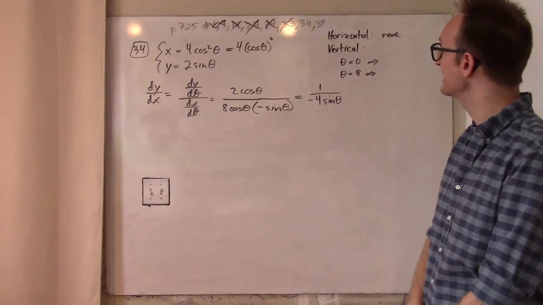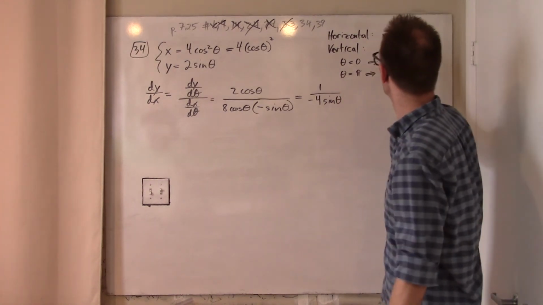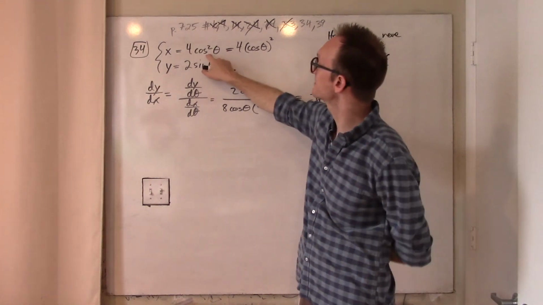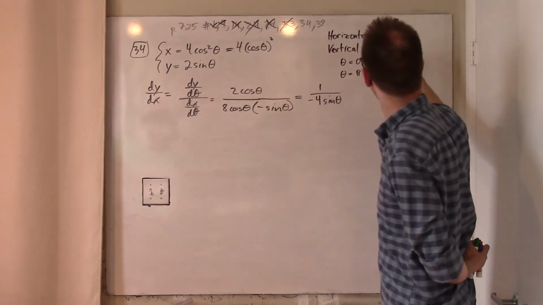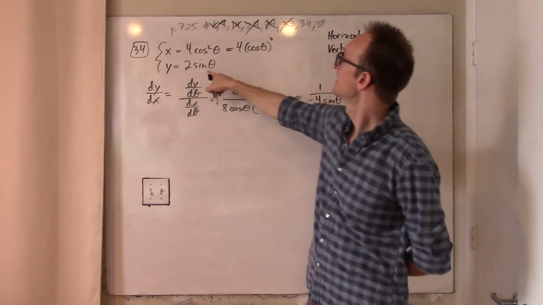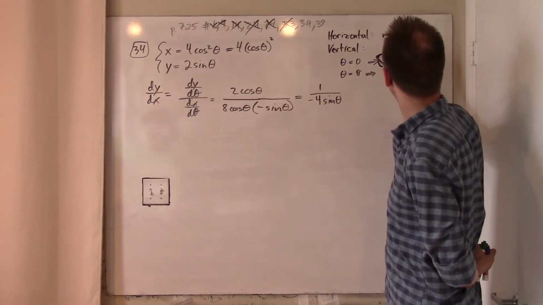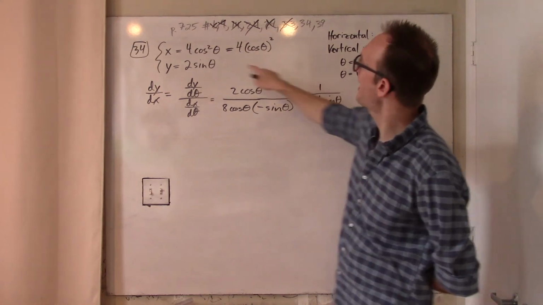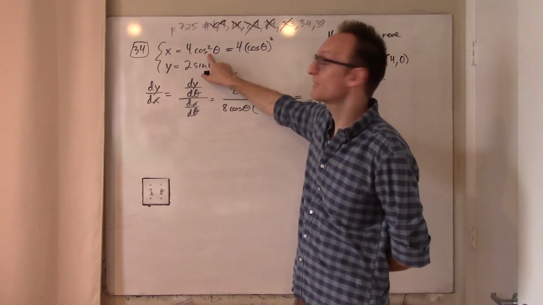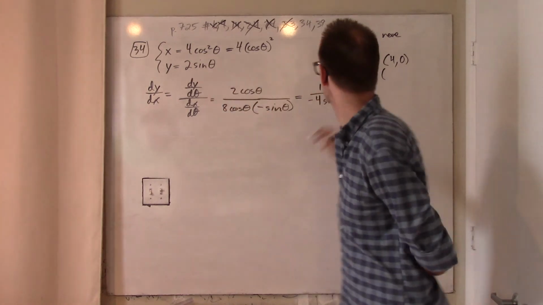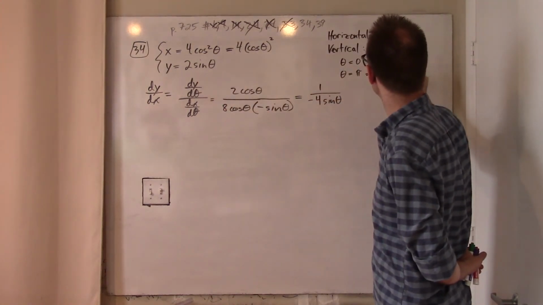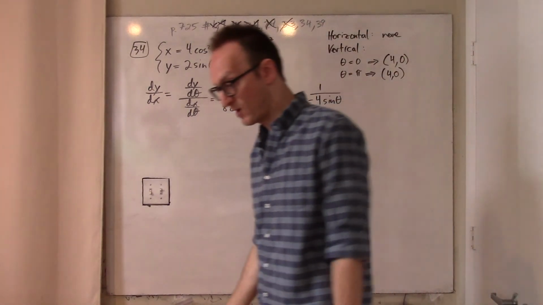If I plug in 0 for θ, what do I get? Cosine 0 is 1, so this is 4, comma, sine of θ, 0, so I get (4, 0). But if I also plug π in here, cosine π is negative 1, but I also end up with (4, 0). So it seems that there's only one place where there's a vertical tangent.